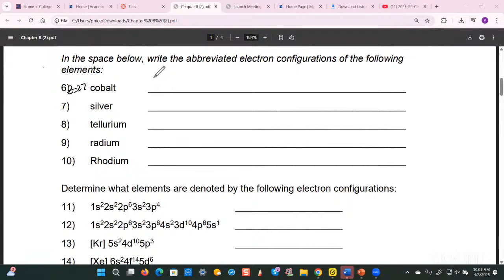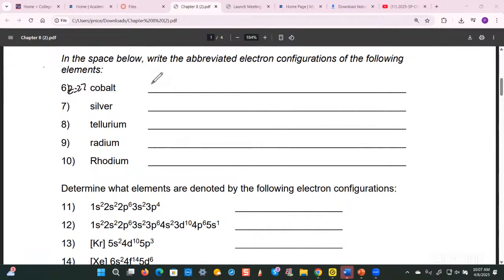It becomes tricky when you try to find the abbreviated version from the outset. So I would do the full configuration first, then look at it to determine which group 8 element precedes it, and based on that, determine the abbreviated version. So let's do the full first.